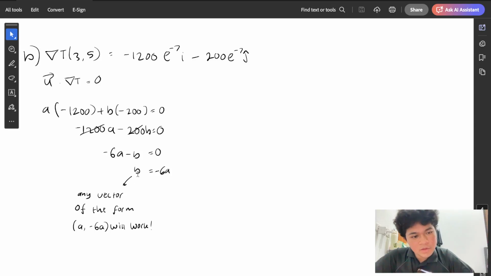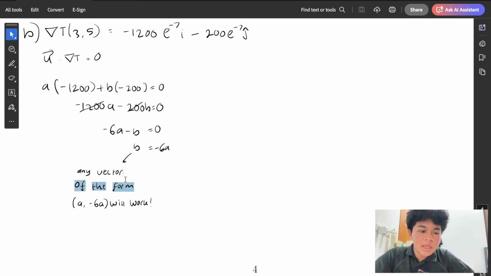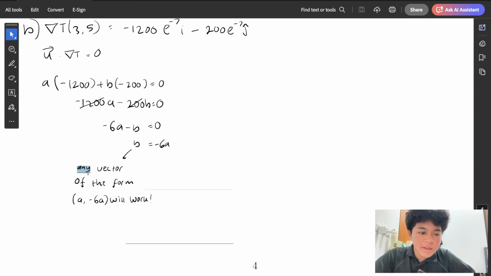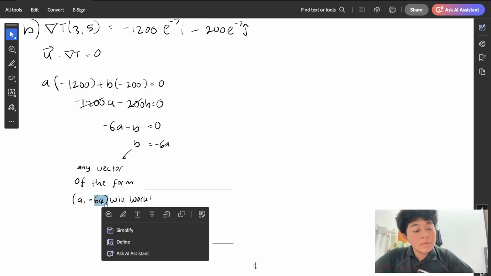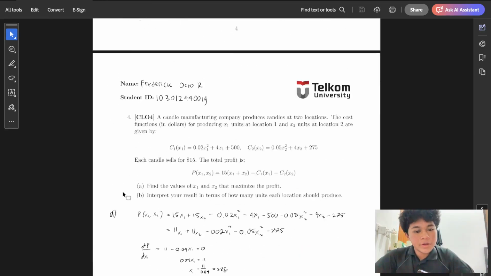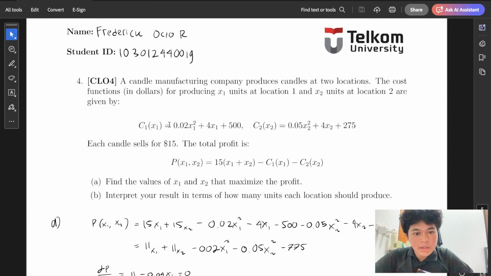And we reverse it, that's the point. So b is equal to minus 6a. Then we know that any vector of the form (a, minus 6a) will work.